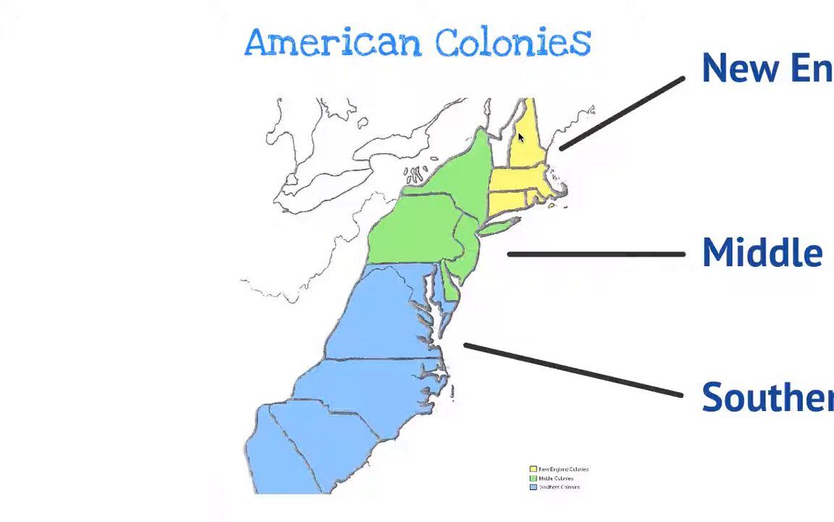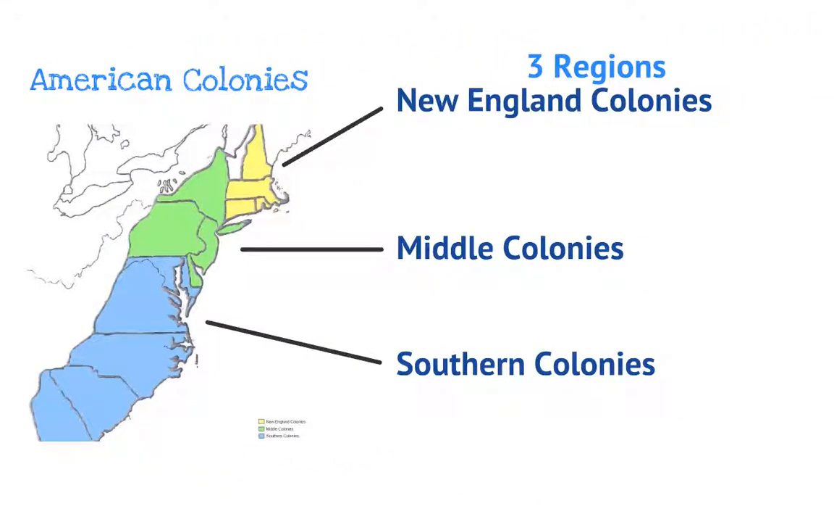Regions. There we go. With three different regions, we really need to separate what made them different and how they're going to end up working together. Geography is a big, big thing that decides stuff.